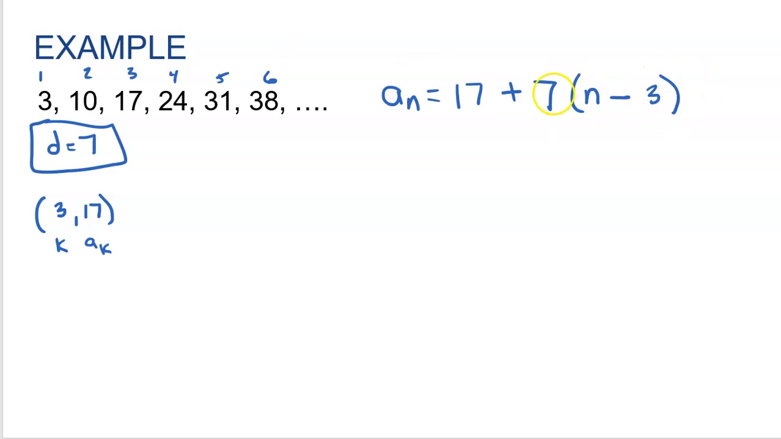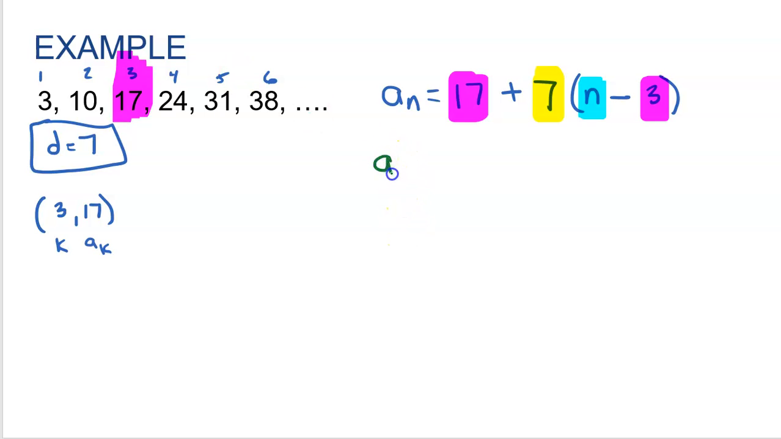So once again, there's my rate of change. There's my variable that stays n. And then the 3 and the 17 are just one of the points that I chose to use. I could have chosen 1 and 3, 2 and 10, 4 and 24, 5 and 31, 6 and 38. You could even choose more if you wanted to. All you need to know is what term you're using and its value.